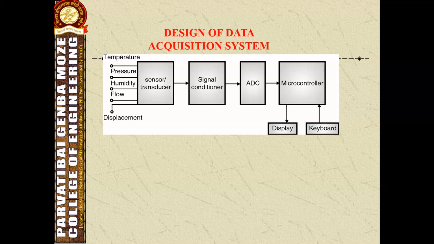The input frequency is measured, and it is calibrated in terms of the physical parameter, and the output of the analog to digital converter is given to the microcontroller. The microcontroller accepts the digital output and calibrates it as per the requirement of the user. For the user, it provides a keyboard and display. This is the main task of this data acquisition system.